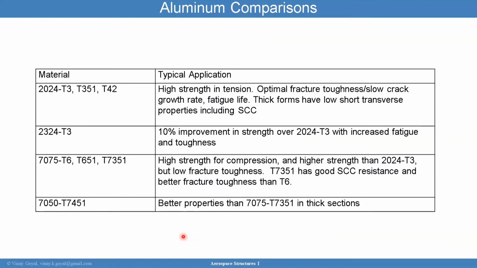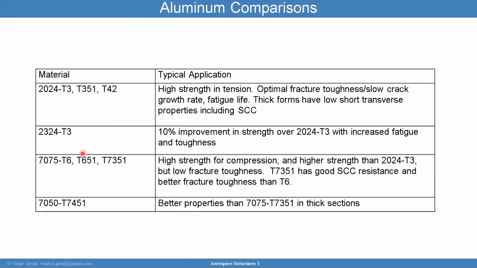Here, what I'm showing you is the aluminum comparisons. I'm showing you the comparisons for the various classes of aluminum. Here I have 2024 T3, T351, and T42. These three give you high strength in tension and optimal fracture toughness to slow crack growth ratio. You also have 2324, which gives you a 10% improvement in strength over 2024 T3 with increased fatigue and fracture toughness.